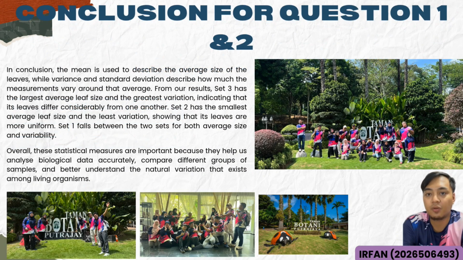For the conclusion, questions 1 and 2: the mean is used to describe the average size of leaf, while variance and the standard deviation describe how much the measurements vary around that average. From our result, Set 3 has the largest average leaf size and the greatest variation, indicating that its leaves differ considerably from one another. Set 2 has the smallest average leaf size and the least variation, showing that its leaves are more uniform. Set 1 falls between the two sets for both average size and variability.